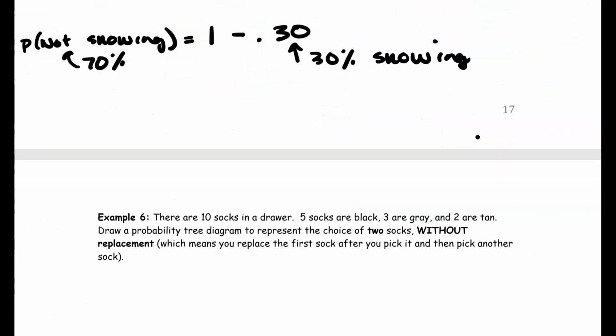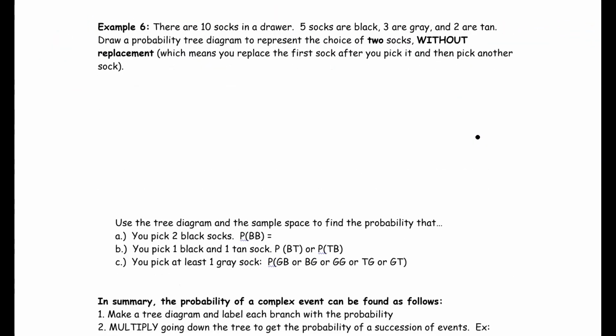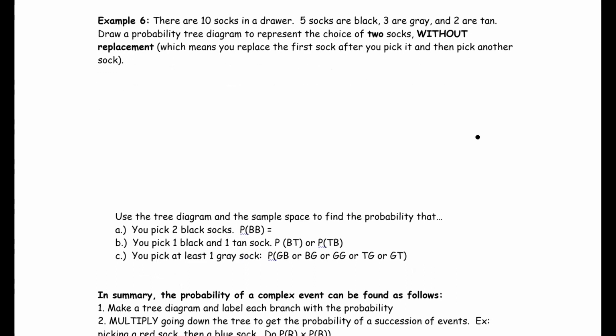So the next example, this is probably the most in-depth example that we're going to get into in terms of probability. And this is more in-depth than the last one because we've got a scenario where the probabilities are not all going to be the same. So imagine that you have 10 socks in a drawer, 5 black socks, 3 gray, and 2 tan.